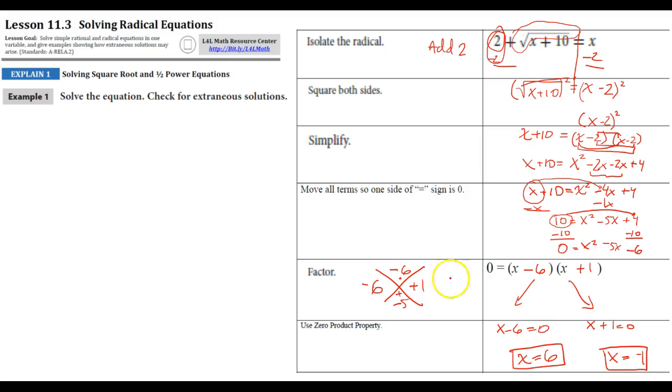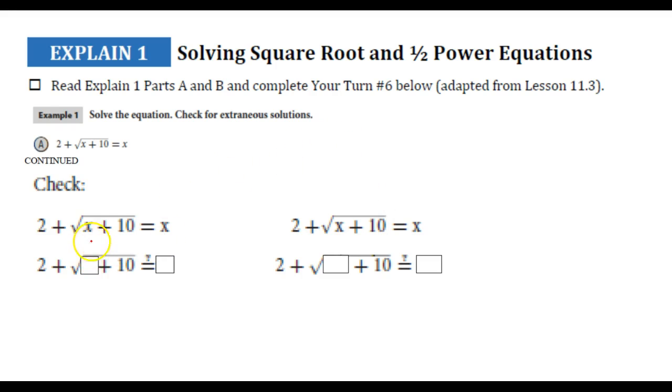So we're going to try and check each of these answers to make sure that they actually work. So here our first answer was x equals 6. So instead of x, I'm going to put 6 instead, and negative 1 in. So we're just going to check to see if these actually work out. So here that would be 2 plus the square root of 6 plus 10, which is 16. What is the square root of 16? 4, right? And let's see if that actually works. Does 2 plus 4 get me 6?